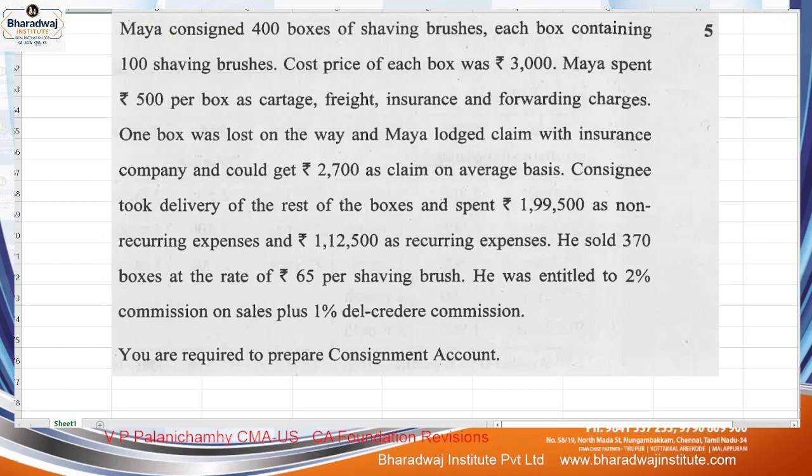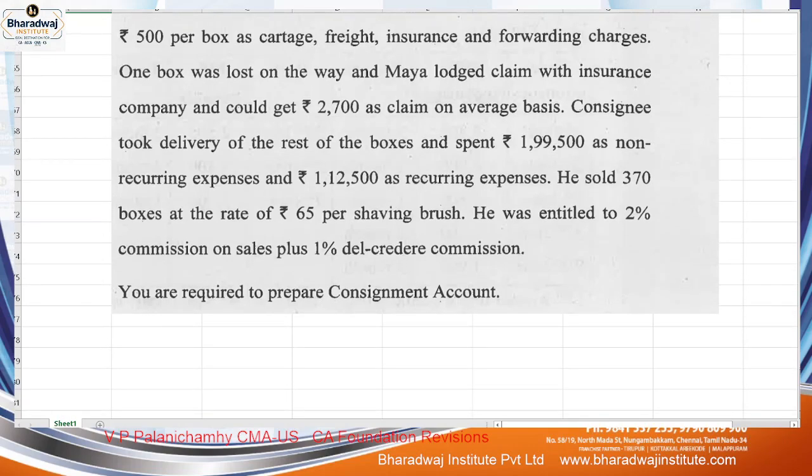Consignee took the delivery and spent 1,99,500 for non-recurring expenses and 1,12,500 as recurring expenses. He sold 370 boxes at the rate of 65 per brush. So we have to be careful. Commission is 2% on sales, 1% del credere commission. Prepare consignment account.